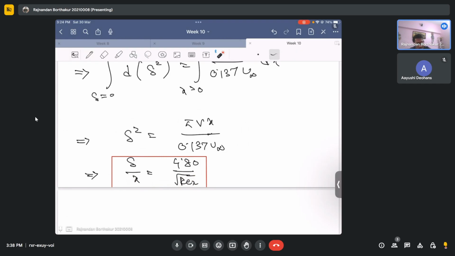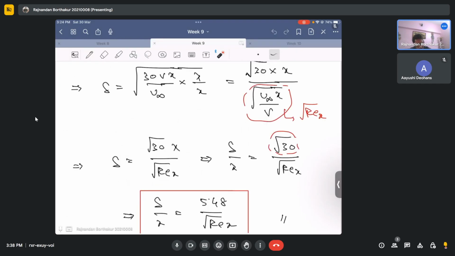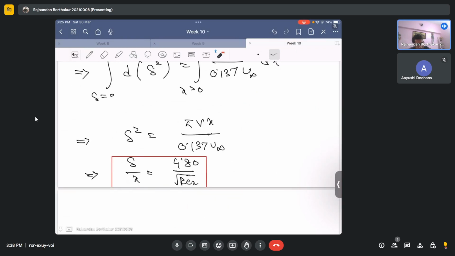If you remember, in the last class we saw that if we choose a second order velocity profile, we get a similar form. So you can see that if we go on changing the velocity profile, the only thing that changes is this constant. And if we now choose a sinusoidal profile, the constant came out to be 4.80. Again, this is very close to the exact solution, which is delta by x equals 5 by square root of Re_x, the one that we get from the Blasius analysis.